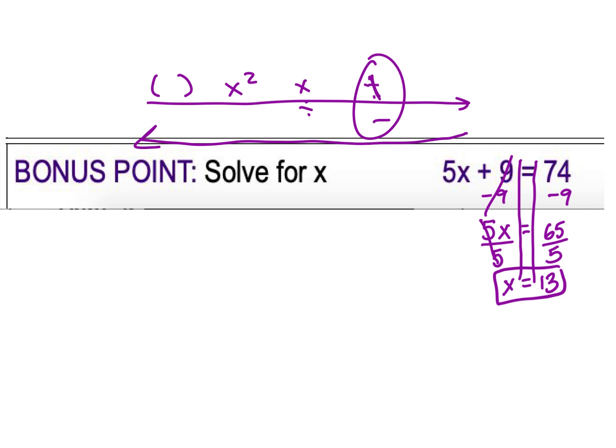Now, unfortunately, on your practice, this is not a bonus point, but if you can get it correct on the test, it does count for 1 extra point on your test. Good luck in your studying. Bring your questions tomorrow.